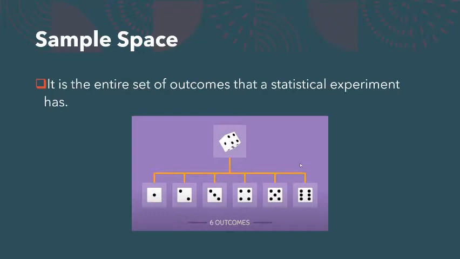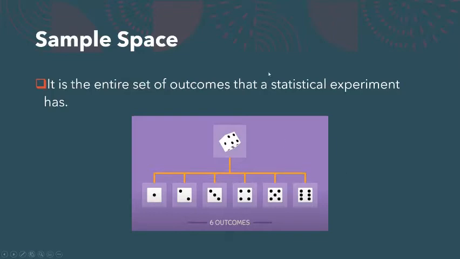It is the entire set of outcomes that a statistical experiment has. So, ang ibig sabihin lang nito, ang kabuoang bilang na mayroon sa isang event or ang kabuoang bilang na maaaring lumabas o mangyari.